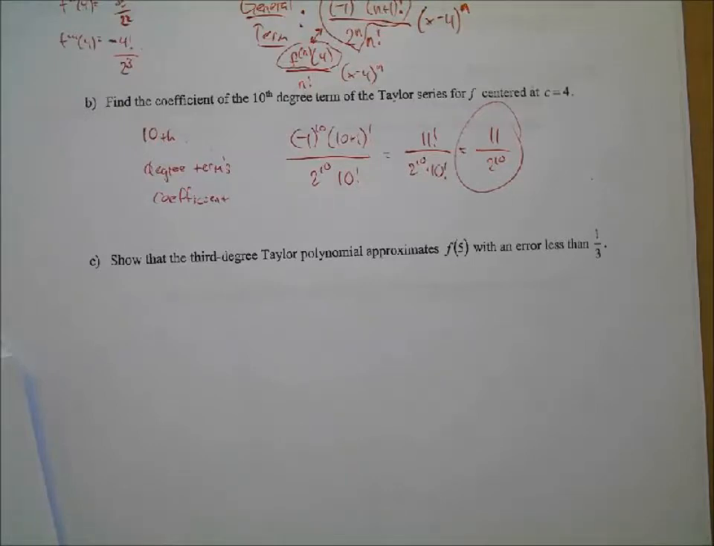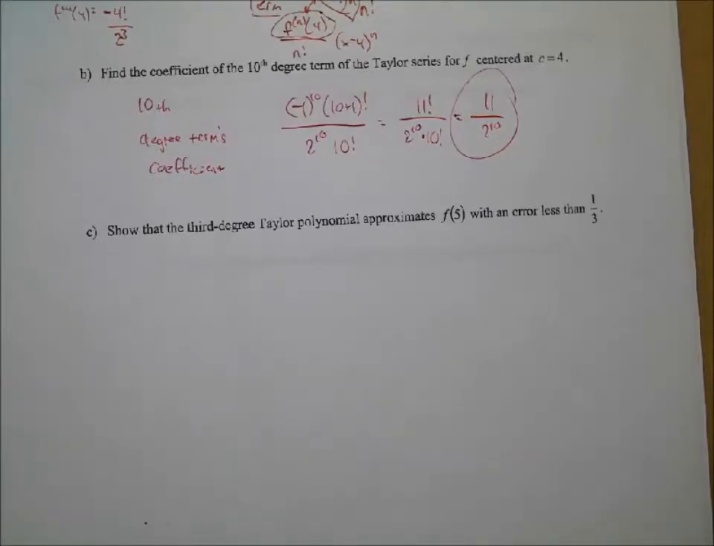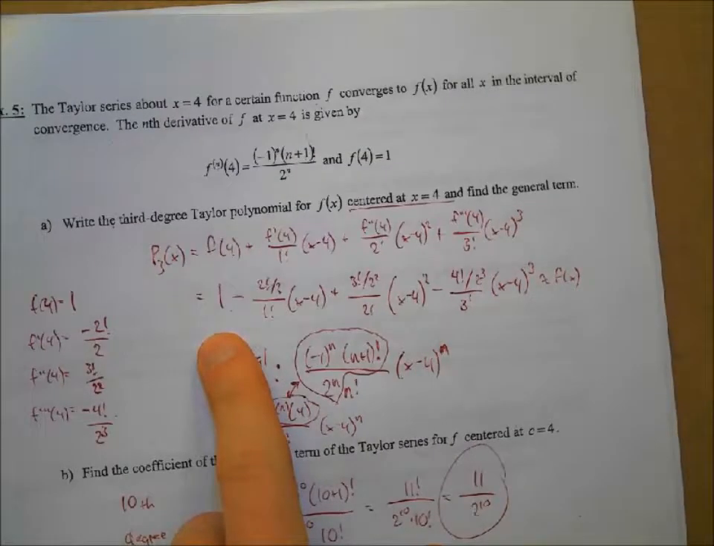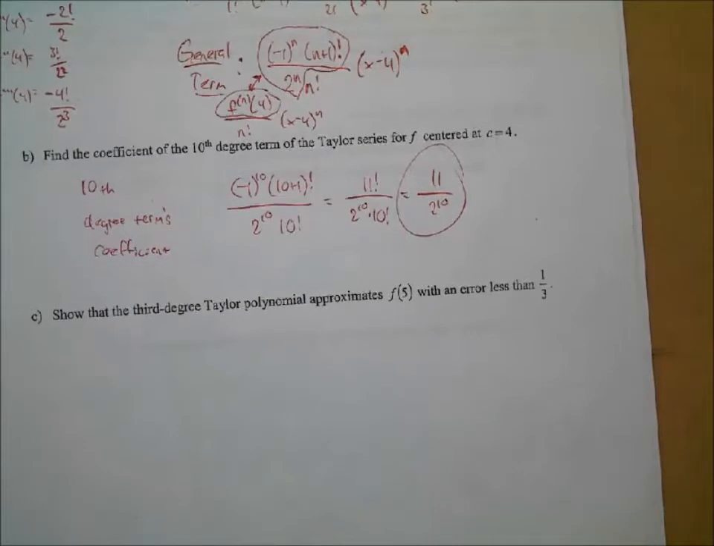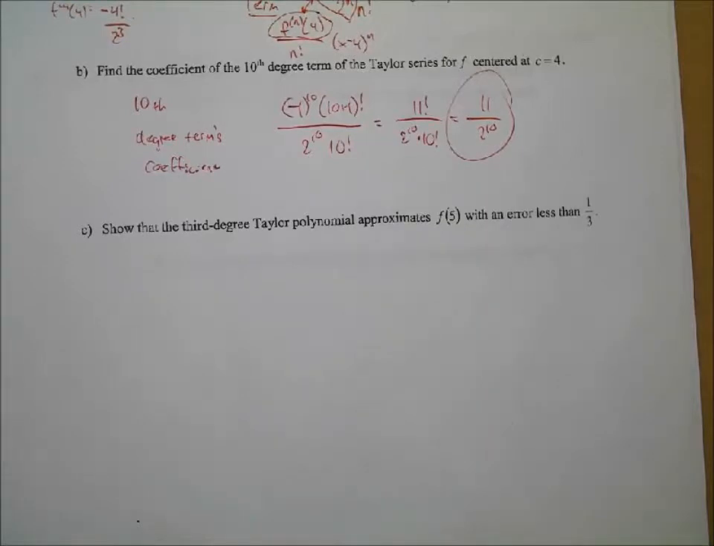So why don't you guys go ahead and try letter C here. Very last thing we're going to do today. Give it a try. Show that the third degree Taylor polynomial, the one that we found up here, approximates f of 5 with an error less than 1/3. Can we just find the max error, or do we have to actually solve for it? You just need to find the max error, that's all. Because again, we can't find the actual value here. And don't forget to write your sentence, or your little phrase there, since f alternates and decreases in absolute value to 0.